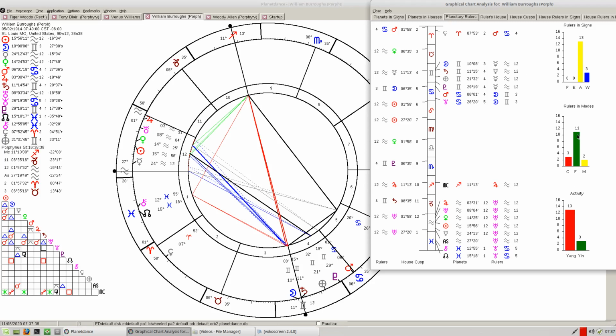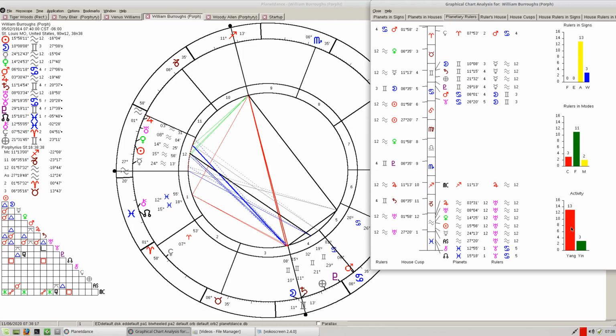You can see that his rulers are mainly in fixed signs, so this reflects the positions of Aquarius. So you have Mercury and Uranus and Jupiter in Aquarius, these 12th house planets. You have 1, 2, 3, 4, 5, 6, 7, 8, 9, 10, 11 planets in the natal chart ruled by planets placed in fixed signs.